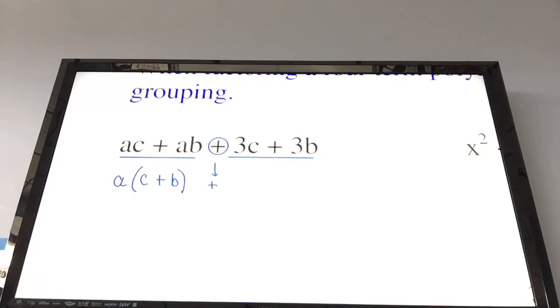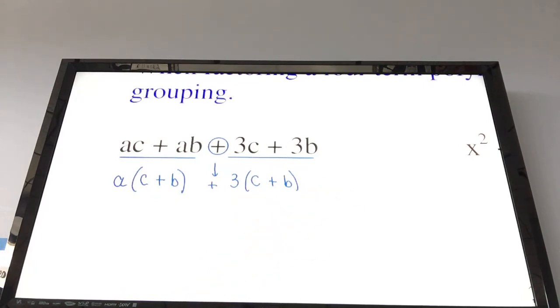And then I look for a common factor from the second 2 terms, and in this case that common factor is 3. When I divide 3 into 3C, I'm left with C. Sign comes down. 3 divided into 3B is B. So what I've done here is I have taken a polynomial that had 4 terms in it, and I've gotten it down to 2 terms. This is considered 1 term plus 1 term.